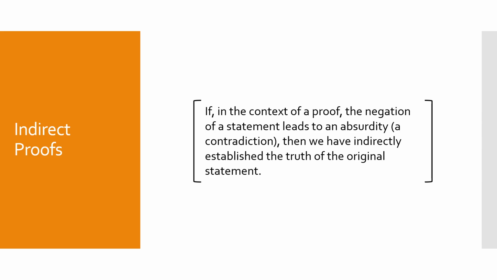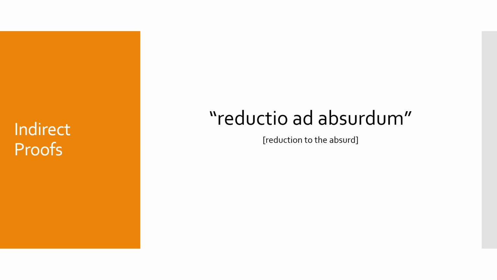We will see examples soon enough that will hopefully make sense of the whole process for you, but the reasoning behind this procedure is fairly straightforward. If in the context of a proof, the negation of a statement leads to an absurdity, that is to a contradiction, then we have indirectly established the truth of the original statement. That is why indeed the procedure is sometimes called a reductio ad absurdum, which just means reducing to the absurd.